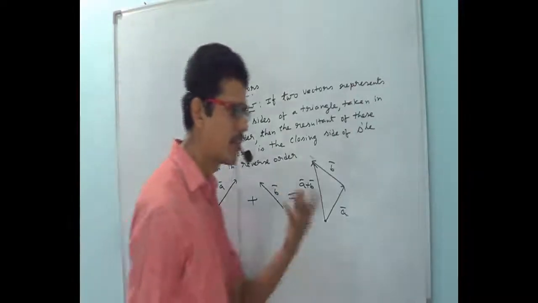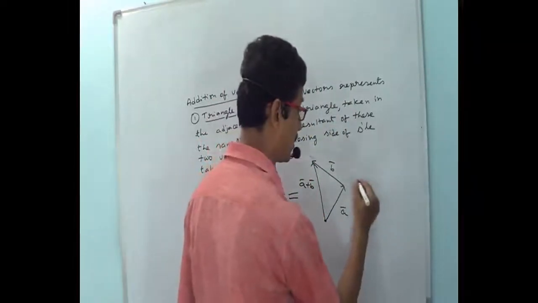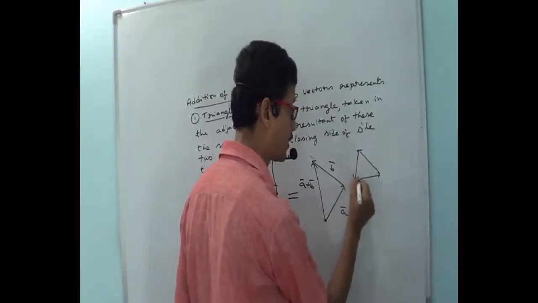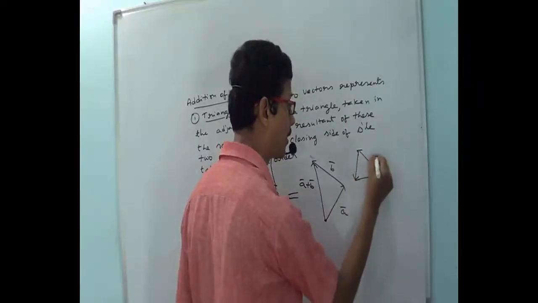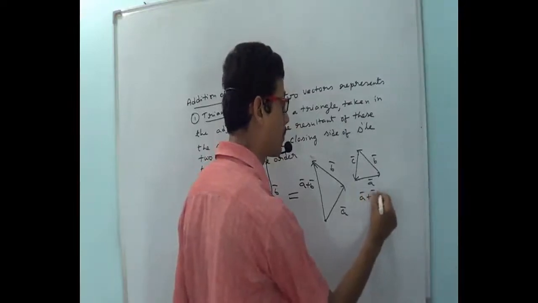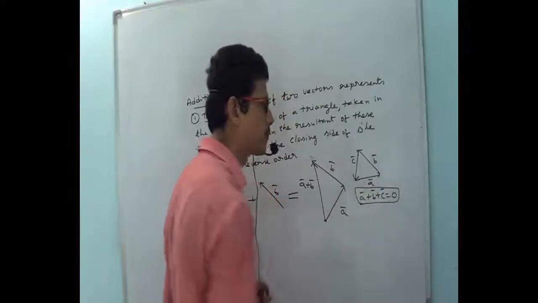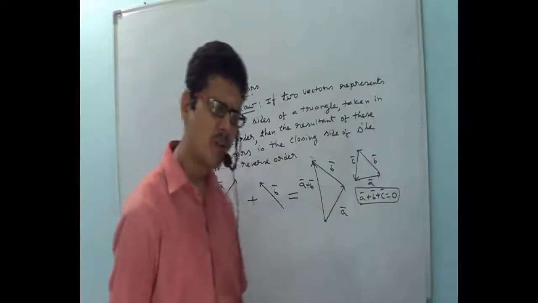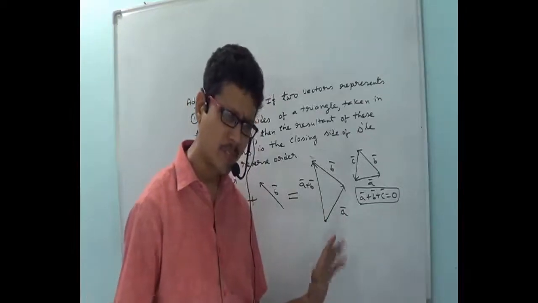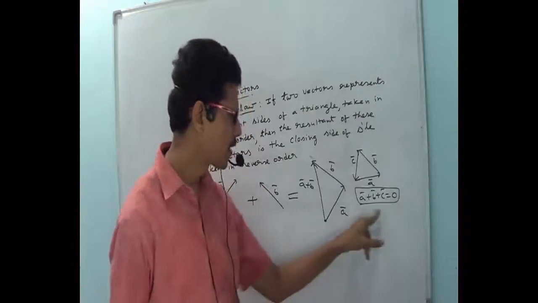We can understand in another way. If there are three vectors and these are forming the adjacent sides of a triangle taken in the same order, A bar, B bar and C bar, then what I can tell is A bar plus B bar plus C bar is equal to 0. If I am taking all the vectors in the same order and the triangle is closed, that means the resultant force, the resultant vector, is 0. Like this we will be getting.